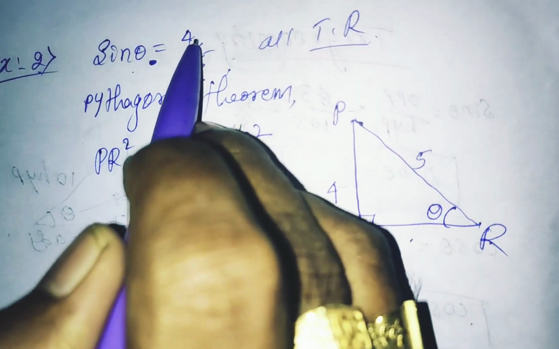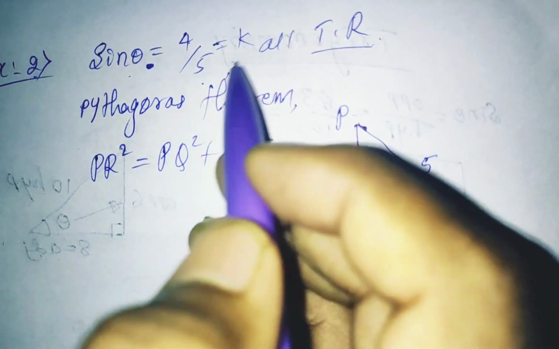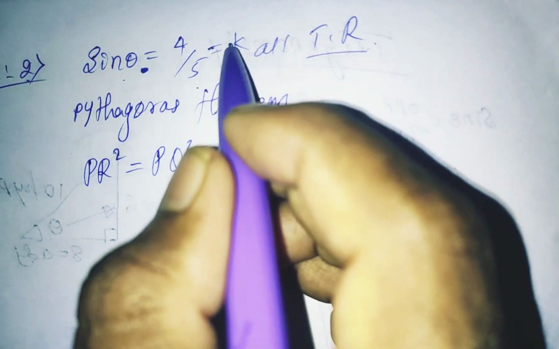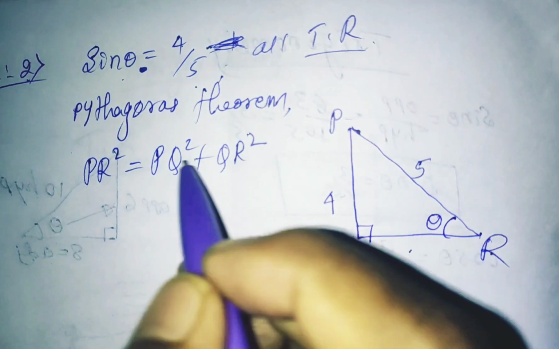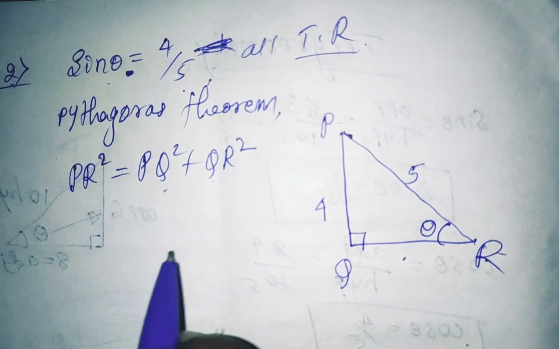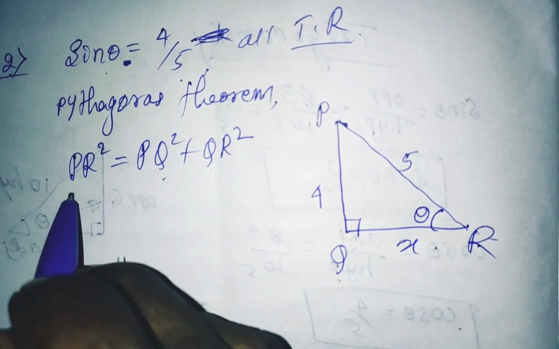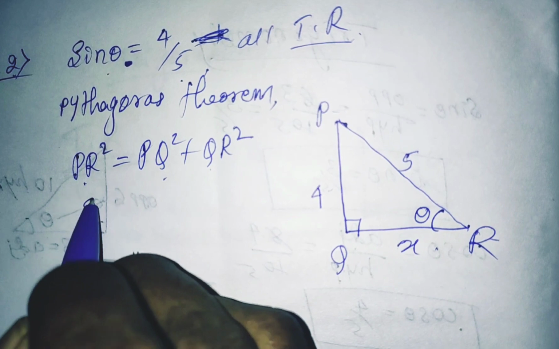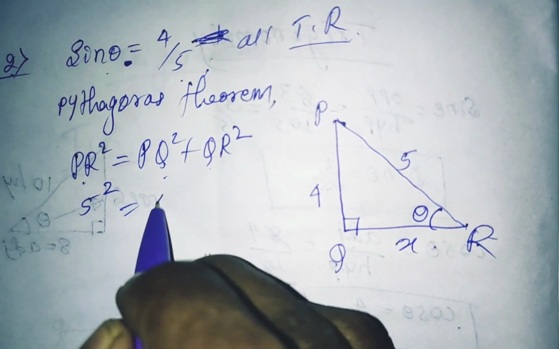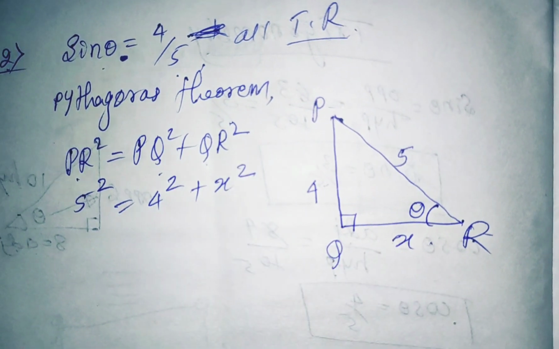Actually, sometimes you can take this ratio as K. You can solve by taking K also, then that becomes 5K and all. But here it's not required, so you can take it as it is. PR square is equal to PQ square plus QR square. Here QR is unknown, so I will take this as X. PR is 5, 5 square, PQ is 4, 4 square, plus QR is X square.